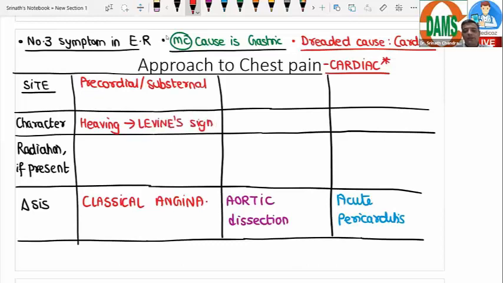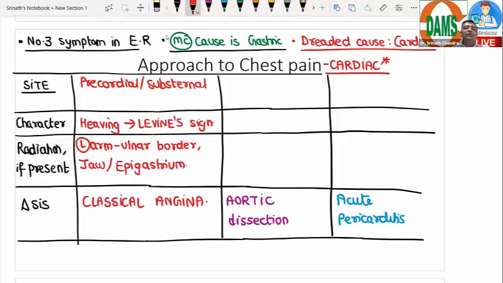So what is Levine's sign? Clutching of the chest with the fist. That is the Levine's sign. The pain radiates to the left arm along the ulnar border. It can also radiate to the jaw, or to the epigastrium.